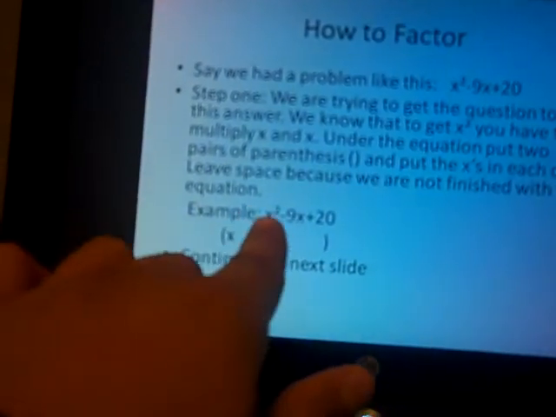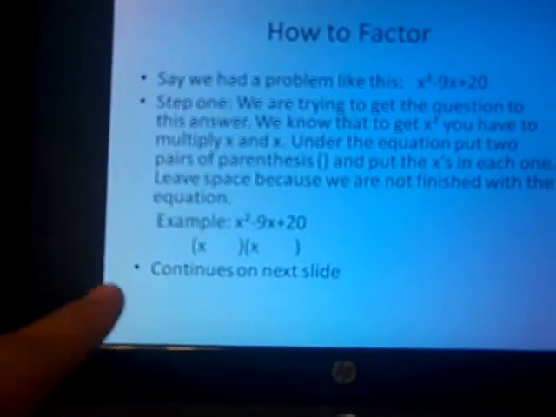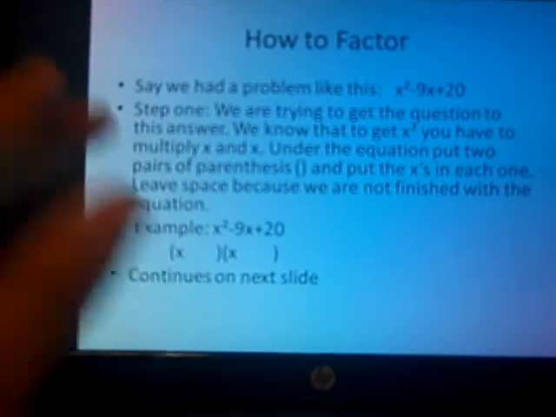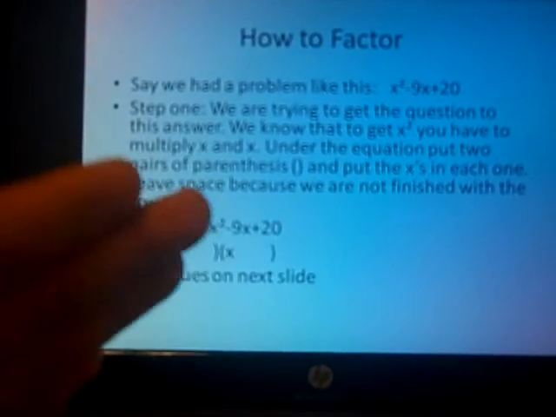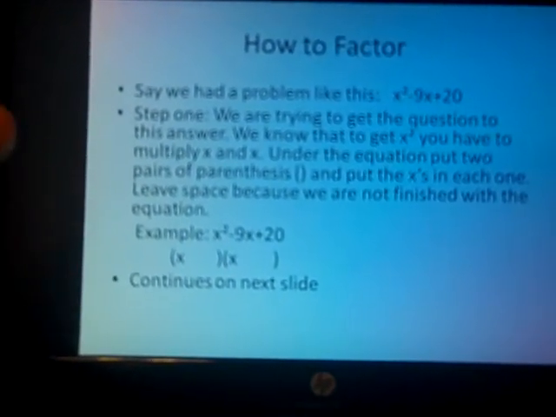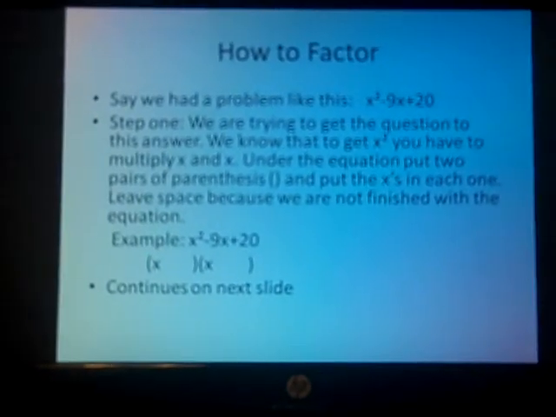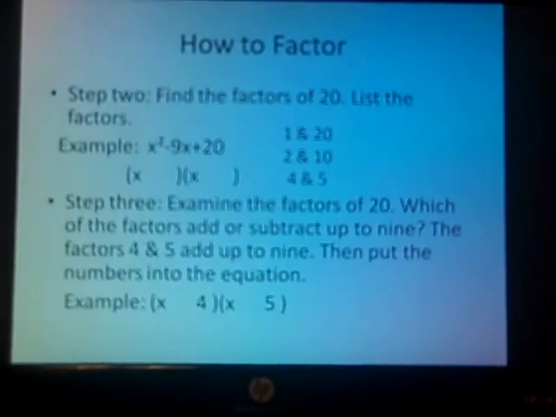So in our example, we have our equation. Under that equation, you put two pairs of parentheses. You put x on the left side and leave space because we are not finished. Find the signs and the factors for this answer. Okay, step 4 continues on the next slide.